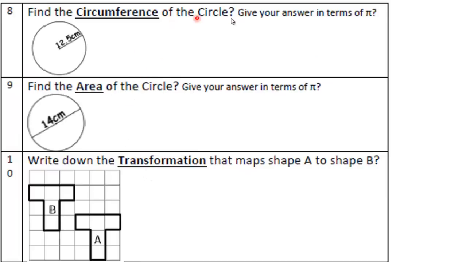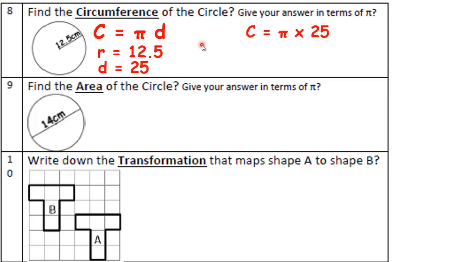Question 8. Find the circumference of this circle. Give your answer in terms of pi. Remember, cherry pie is delicious. From this question, we've been given the radius is 12.5. If we know the radius is 12.5, that means the diameter is 25. So C is equal to pi times D, pi times 25. We just write that as 25 pi centimeters, and that's my answer.